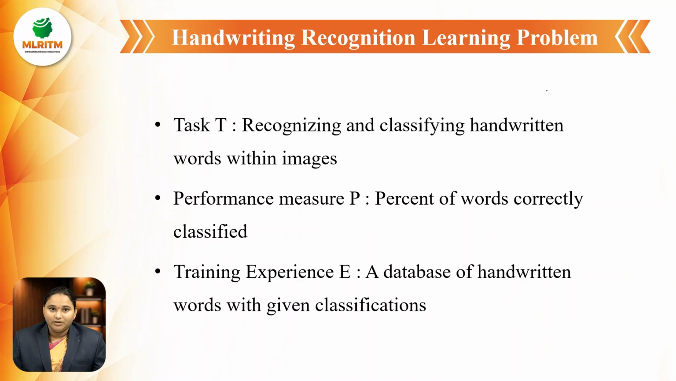Next, we have another example, the handwriting recognition learning problem. Task T is recognizing and classifying handwritten words within images. Performance P is the percentage of words correctly classified. Training experience is a database of handwritten words with given classifications.